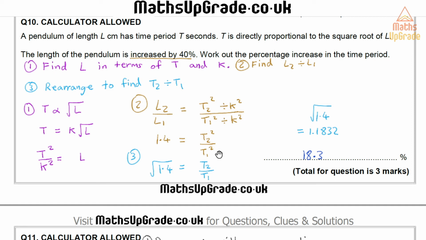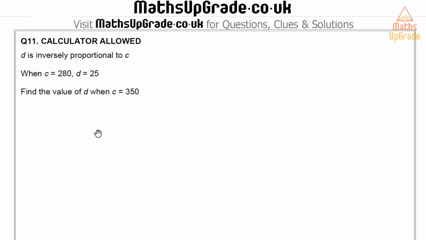Now to find t2 in terms of t1, I can just square root both sides of this equation to give me root 1.4, which equals t2 over t1. Now root of 1.4 is 1.1832, and so the multiplier is 1.18. So as a percentage, I can just multiply this by 100, so it's 118%, which will be 18% as the increase. So 18.3% is the increase there, and that is 3 marks.